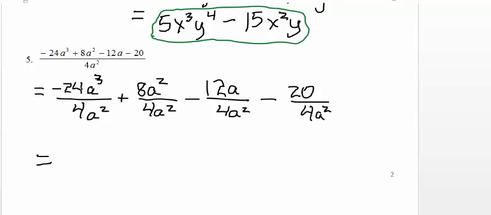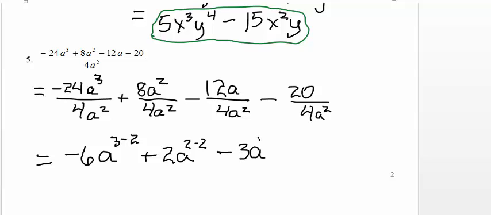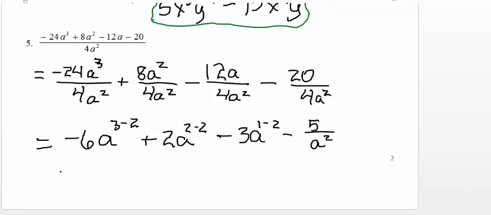So negative 24 divided by 4 is negative 6. A will be raised to the 3 minus 2 power. 8 divided by 4 is 2. A will be raised to the 2 minus 2 power. Minus 12 divided by 4 is 3. A will be raised to the 1 minus 2 power. Minus 20 divided by 4, which is 5. And we'll leave that a squared in the denominator because we know we don't want any negative or 0 exponents.